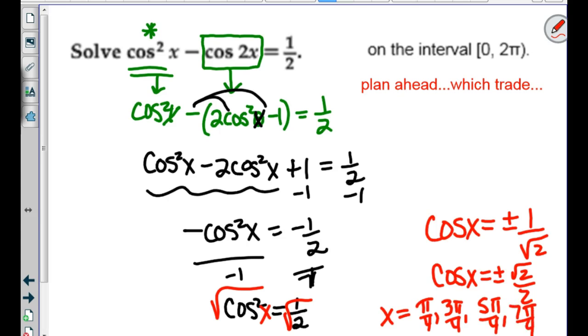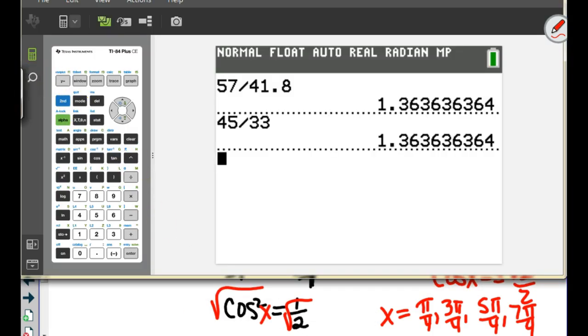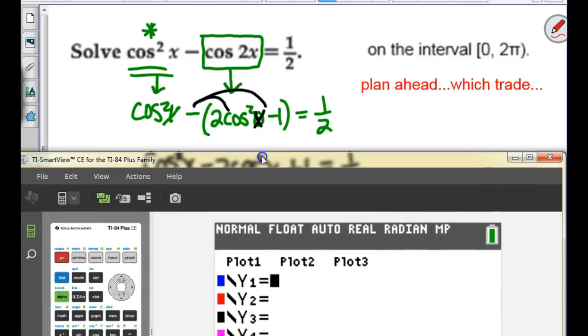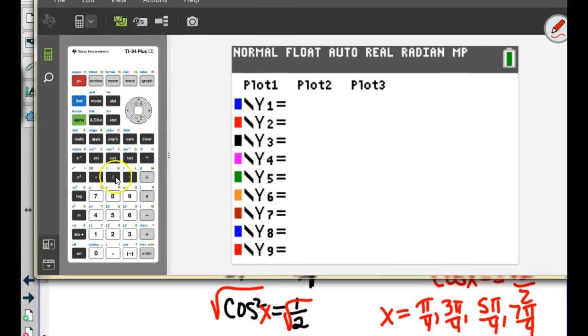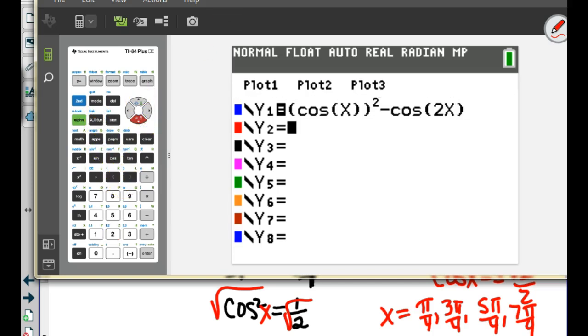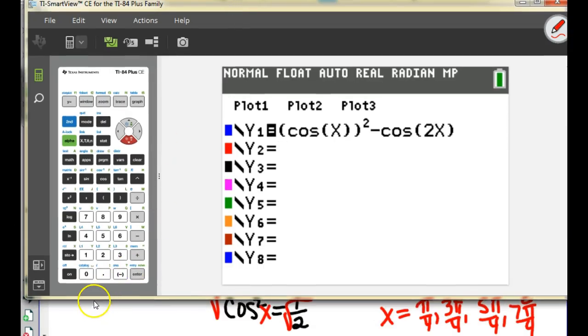All right, if I wanted to check that there were indeed 4 solutions that worked, can someone read me? Oh, you don't have it, do you? The original equation there was cosine squared minus cosine 2x, right? Cosine of x quantity squared minus cosine of 2x. Is that what it said? Okay, and it was supposed to equal 1/2. Just going to put a 0.5.